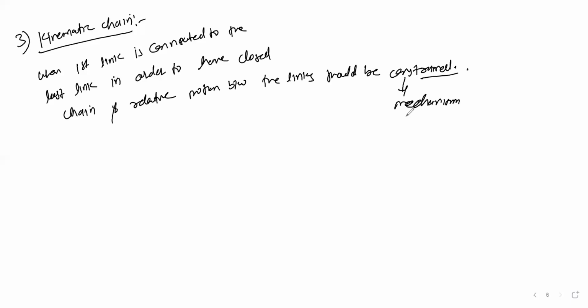Mechanism means machine, that gives a desired output. Like, I have kinematic pairs, I attach them so that I get a mechanism, and that mechanism should move in only one direction. In that way you can get a machine.